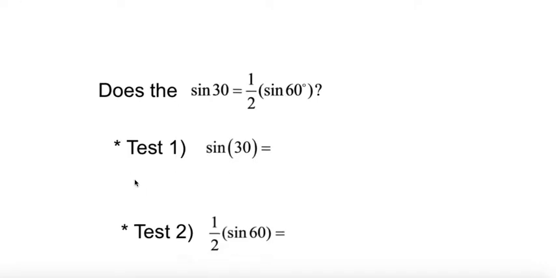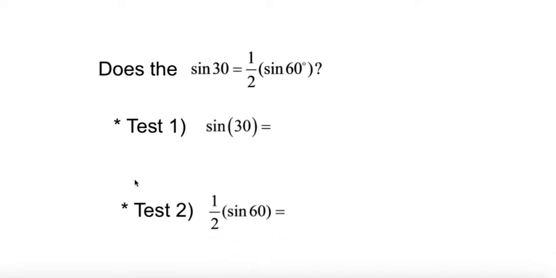So just like before, we've started off with this on every single one of these. Does the sine of 30 equal 1/2 times the sine of 60? Well, we know from the unit circle that the sine of 30 is equal to 1/2. So let me write that down, 1/2. We also know 1/2 times the sine of 60.